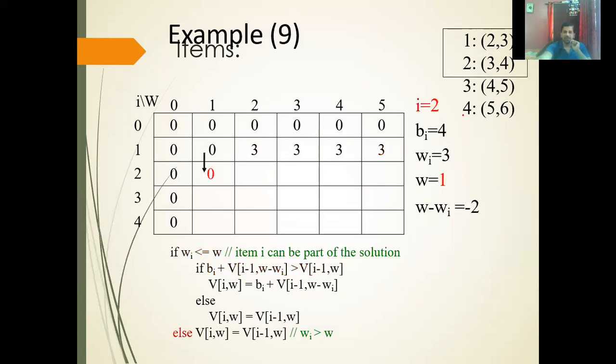Next, I value will be 2. When I equals 2, its corresponding benefit and weight I should consider. Weight will be 3 and benefit will be 4. And W, again it will be reset to 1. Okay. Wi, 3 lesser than or equal to 1? No, obviously it's the else part. So it will be initialized to 0 and so on. Keep on updating this table.